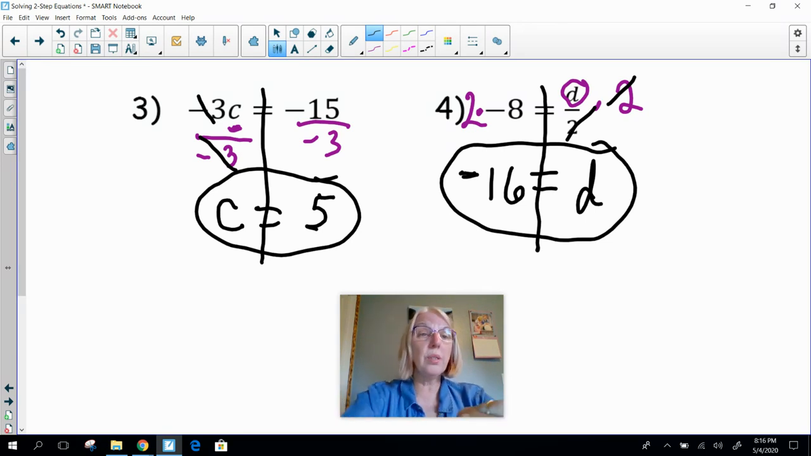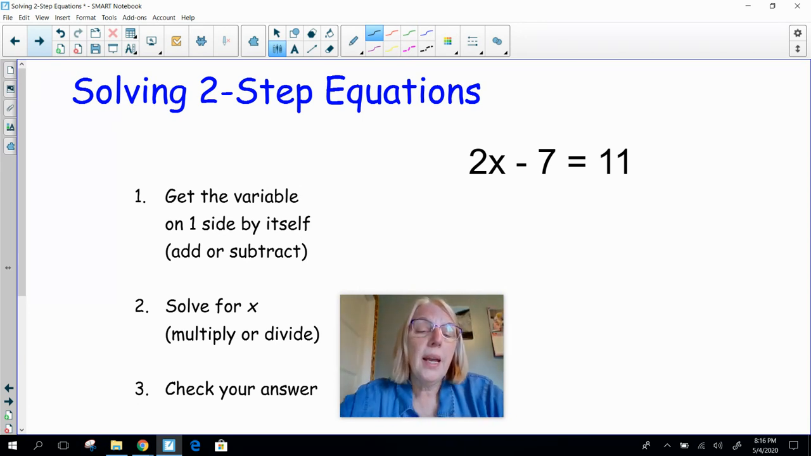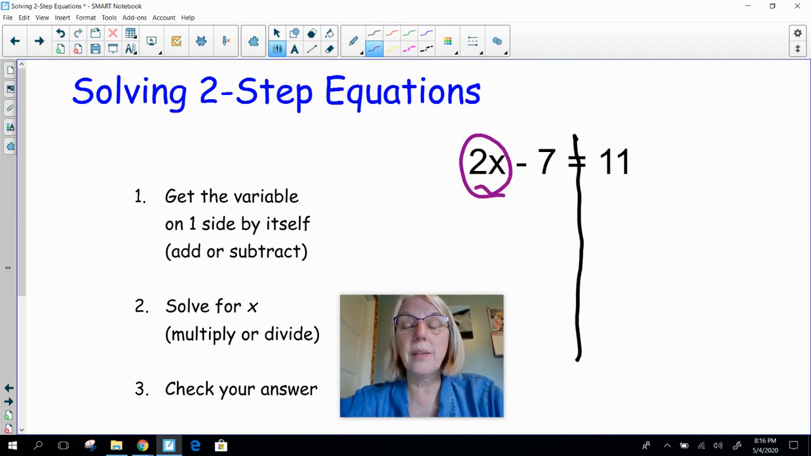Let's talk about two-step equations. I have the steps written out for you. And the first thing we're going to do is draw a line right through that equal sign so that you can clearly see the left side and the right side. What we want to do is get the variable on one side by itself. So what's the variable? Well, in this case, the variable is going to be this 2x, and we want to get it by itself. So what's happening to that? Well, it says 2x minus 7.